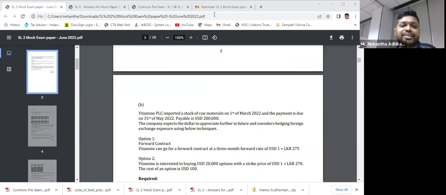I can't say it is selective learning. No. You have to look at all the syllabus and you have to practice more past papers. I will highly emphasize practicing more past papers, then you will familiarize with the exam content. Then you can easily pass this exam.